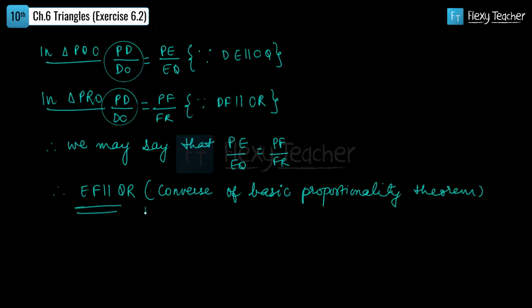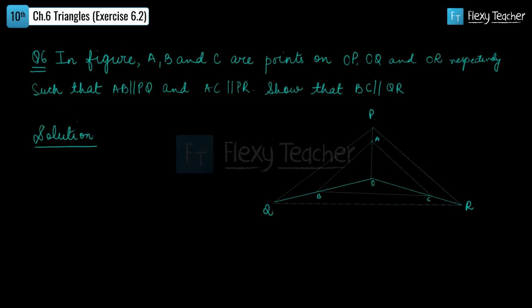And this is proved. Question number 6. In figure, A, B and C are points on OP, OQ and OR respectively such that AB is parallel to PQ, AC is parallel to PR. Show that BC is parallel to QR.